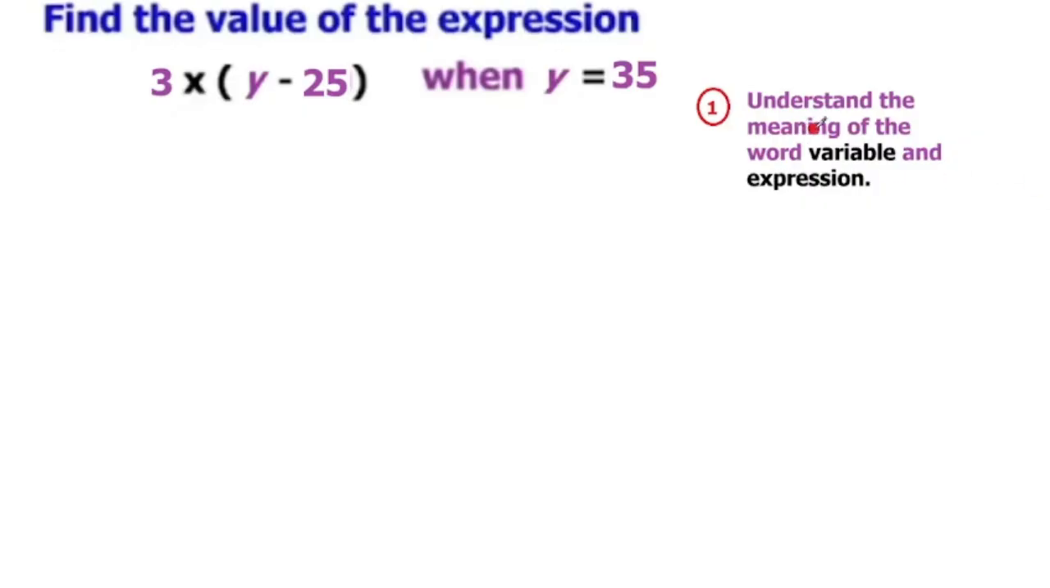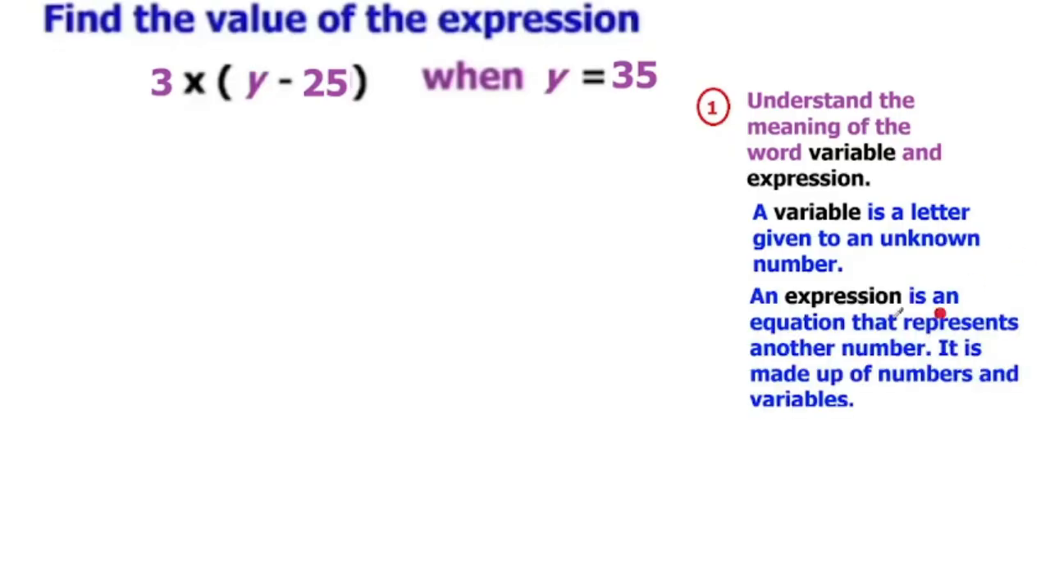So first we need to understand the meaning of the word variable and expression. A variable is a letter given to an unknown number. So here we have y. Y is our variable. It's the unknown number. An expression is an equation that represents another number. It is made up of numbers and variables.